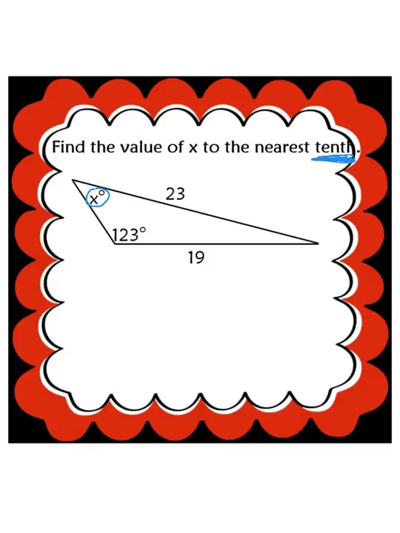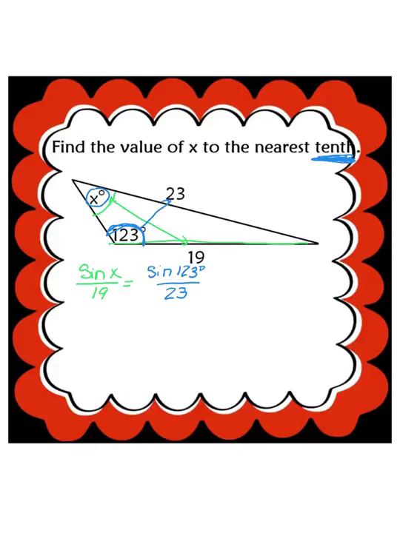Okay, so if I'm looking at angle X, the side that is opposite it is that side of 19. So I'm going to use that to set up my first ratio. So it would be the sine of X over 19. And then that's going to equal my second angle that I have, that 123 degree angle, which is a big angle. And the side opposite it is 23. So I'm going to have the sine of a 123 degree angle all over 23.